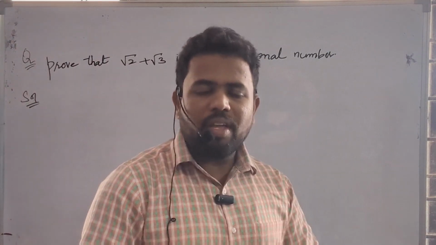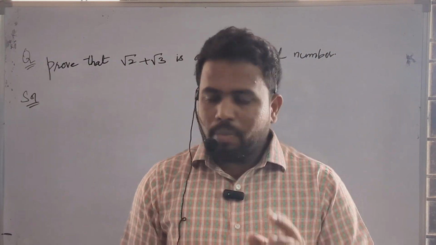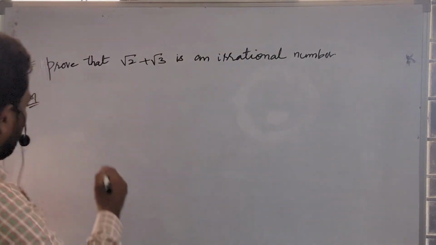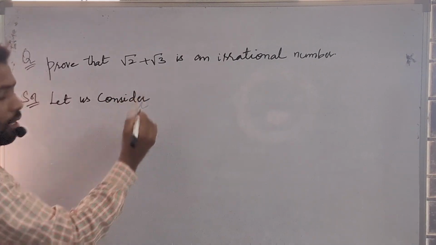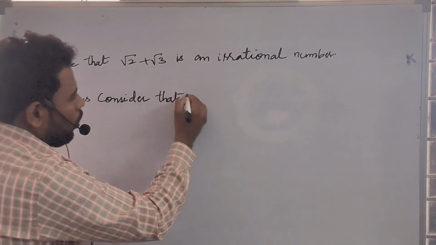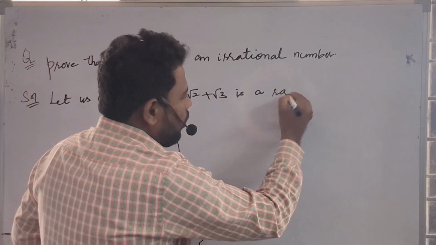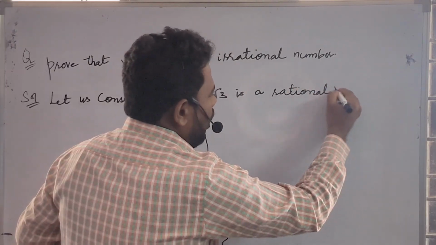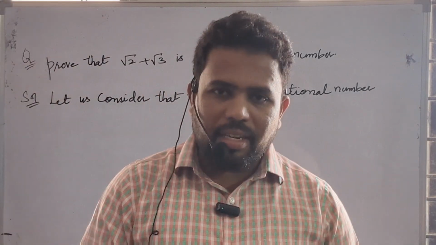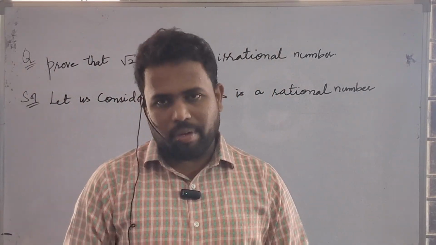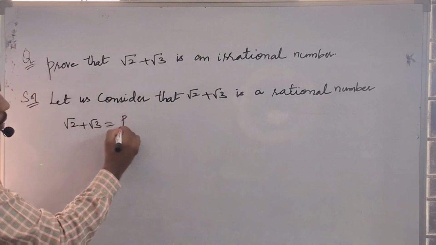If you want to prove a number is irrational, first we have to consider this number as a rational number. So let us consider that root 2 plus root 3 is a rational number. Then what is a rational number? A number which can be written in the form of p by q is called a rational number. So here root 2 plus root 3 equals p by q.